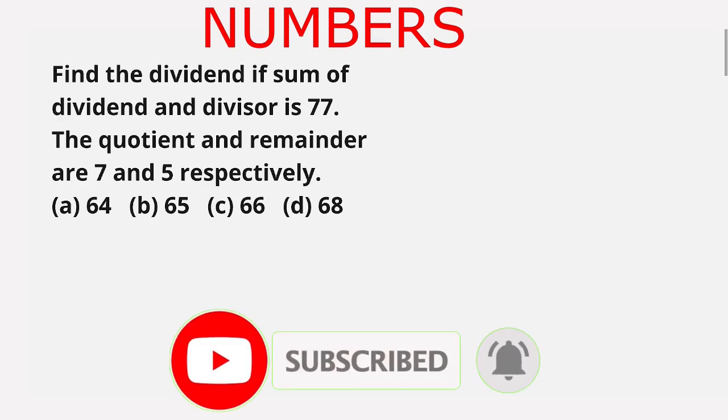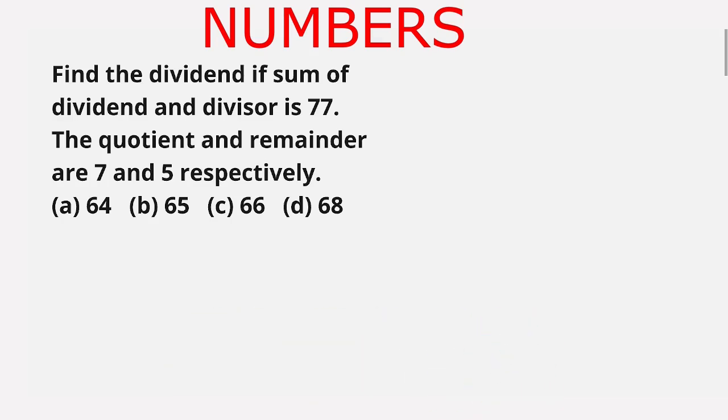This is a very easy question. We can solve it orally from the options. If we subtract 5 from option A, then it is 59, and 59 is not divisible by 7, which is the quotient. So A cannot be our answer.